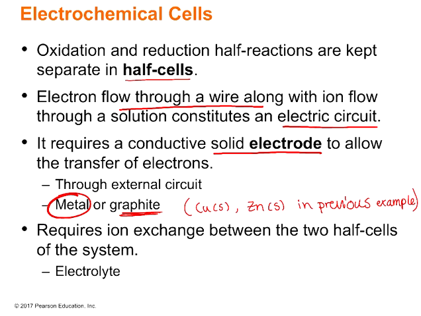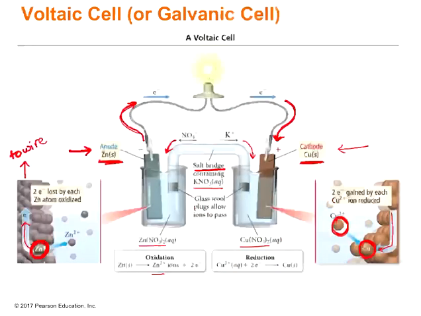And then, of course, we do require ion exchange between the two half cells. So that's going to involve an electrolyte. And the electrolytes are the zinc 2+ ions, and then we also have nitrate and potassium as well as copper. So we've got quite a few ions passing around this solution.